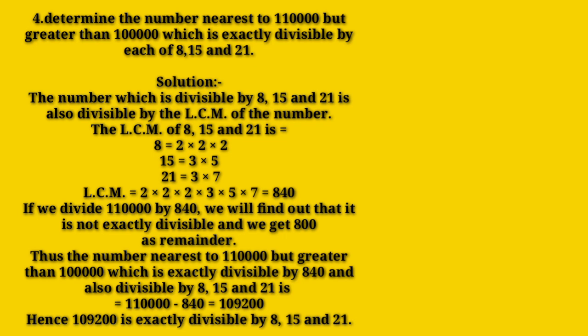So do the prime factorization of 8. The prime factorization of 8 is 2 into 2 into 2. Prime factorization of 15, 3 into 5. Prime factorization of 21, 3 into 7. So the LCM of 8, 15 and 21 will be 840. Okay, if you divide 1,10,000 by 840, it is not exactly divisible. It means you are not getting remainder 0. So finally that remainder will be subtracted from 1,10,000 and you will get the answer. Okay students, now moving to question number 5 over here.